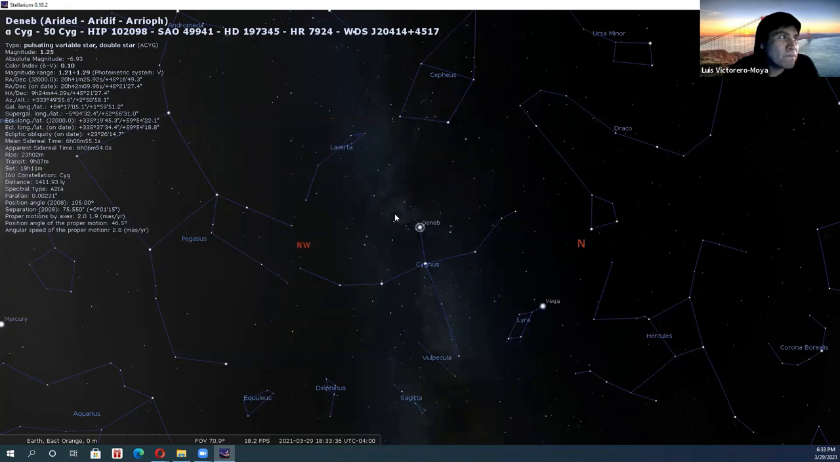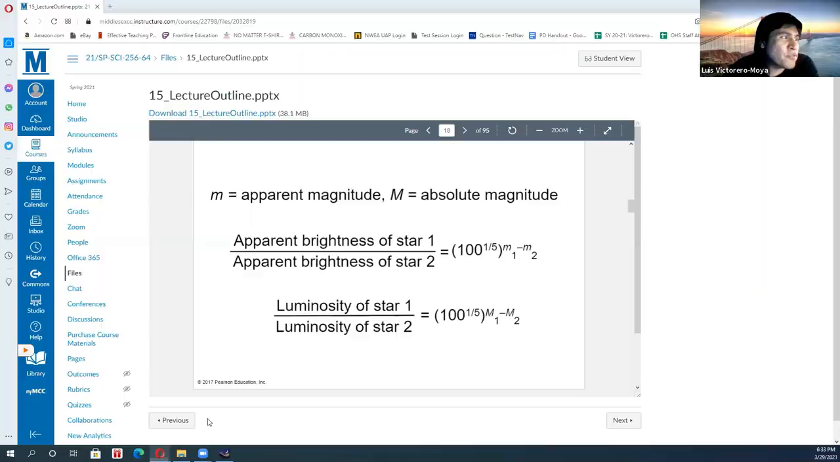So that's the difference. That's why we use both magnitudes, all right? And we have to, because we need to put things into our perspective, but that's not fair, right? We also need to analyze how luminous they are when you put them at the same distance, which is what the absolute magnitude does. Any question?